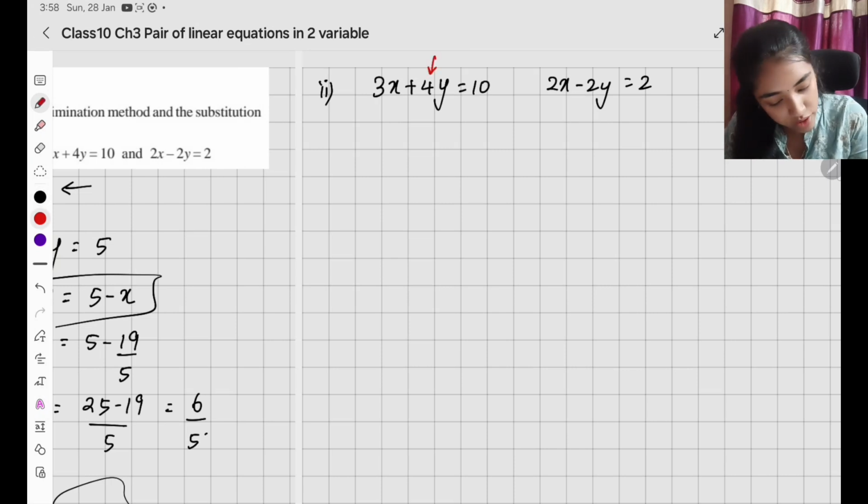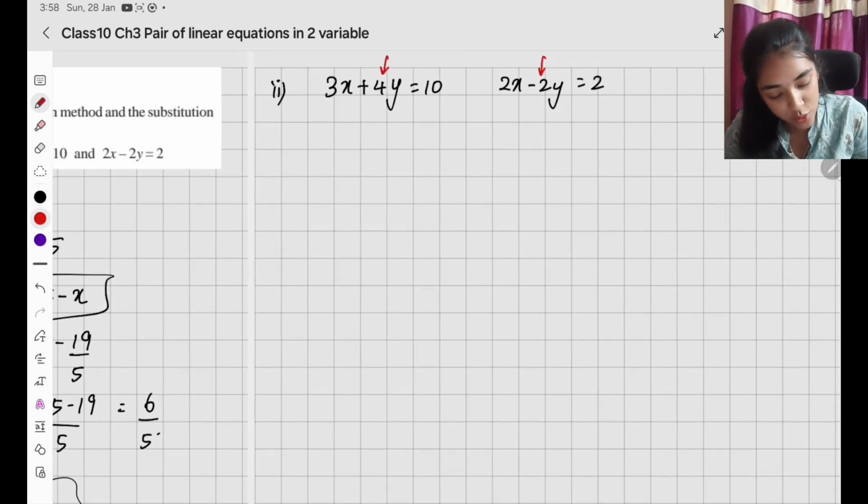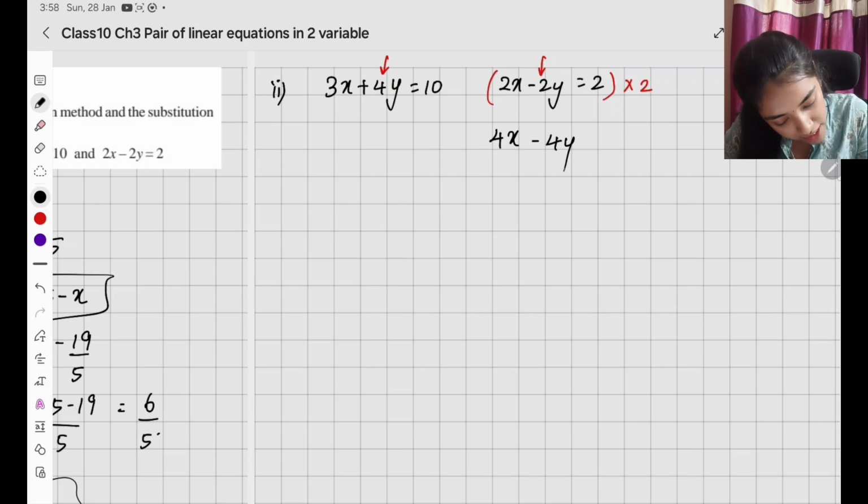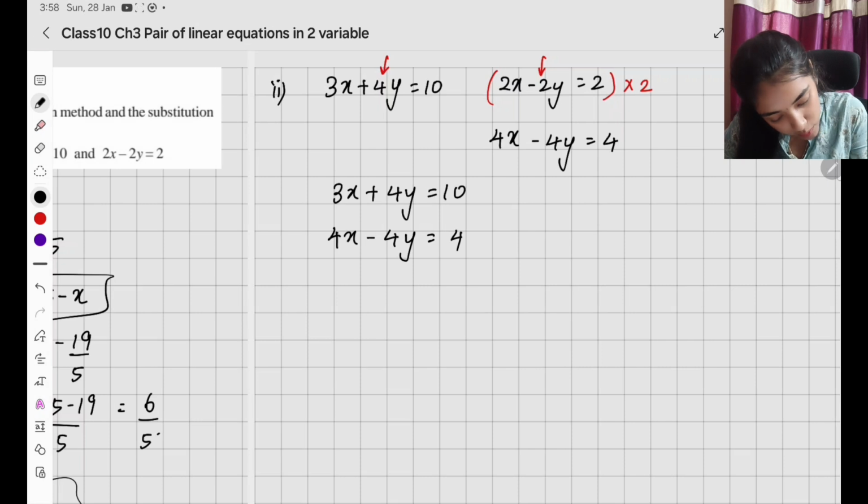I see I have a 4 here and I have a 2 here. Minusum இருக்கு. So I'm going to multiply this whole equation by 2. So what am I going to have? 2 2s are 4. So 4x minus 4y equals 4. So இது ரெண்டு தான் equation. இப்போ இதை eliminate பண்ணா I have 3x plus 4y equals 10 and the other equation is 4x minus 4y equals 4. இப்போ operation என்ன? I'm going to add these two.